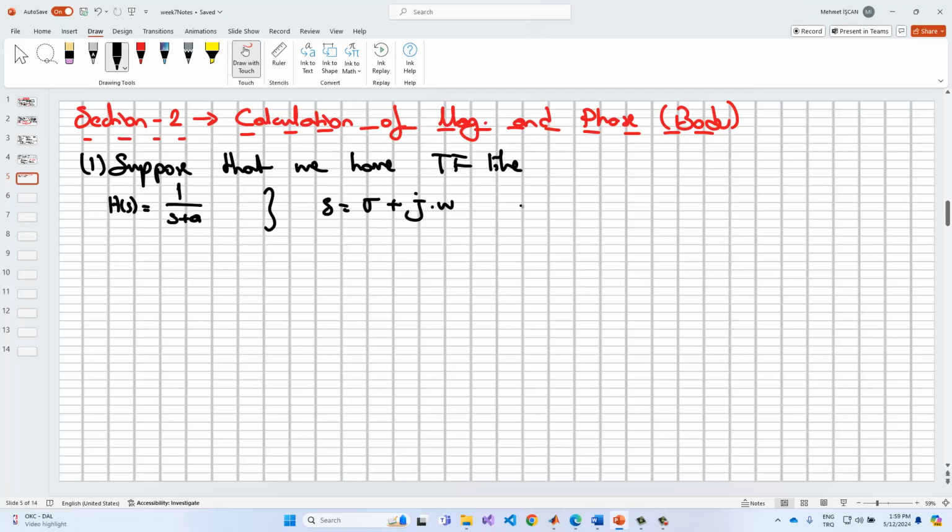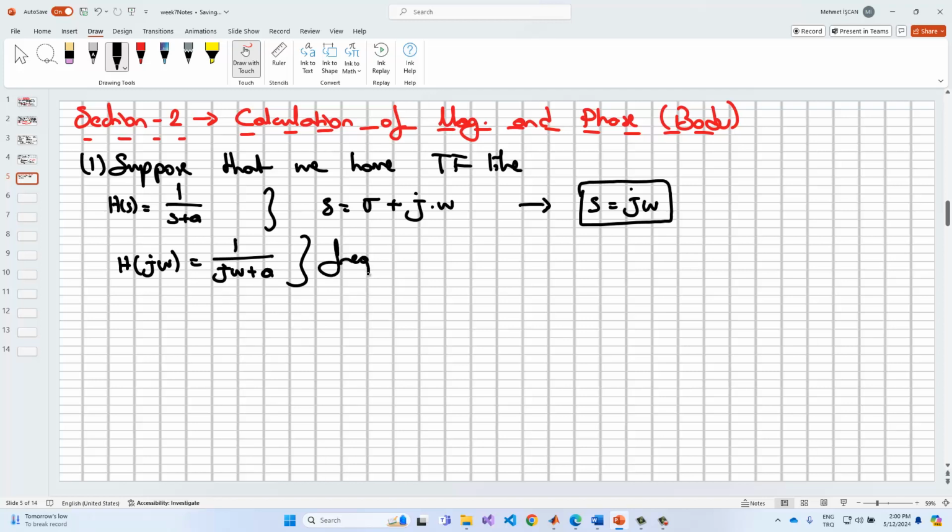So in order to analyze your system in terms of the frequency response, you need to assign j omega equal to s. We need to remove the sigma, or the real part, of your system. So this must be written as H(j omega) equal to 1 divided by j omega plus a. This only includes the frequency regions. So this is the transfer function in the frequency domain.